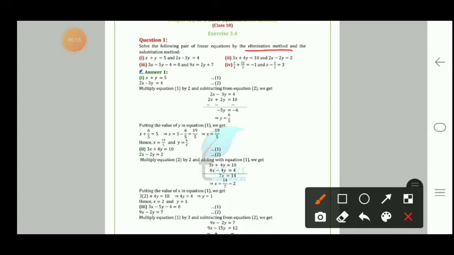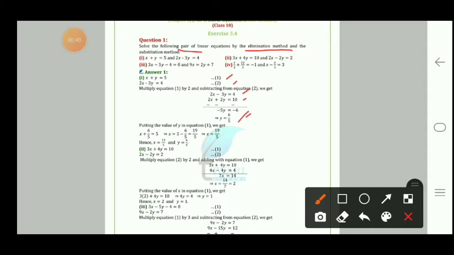Looking at the very first part, x + y = 5 and 2x - 3y = 4. These are equations 1 and 2. Multiply equation 1 by 2 and subtract them. Equation 2 is 2x - 3y = 4. Equation 1 will become 2x + 2y = 10. Now subtracting, changing the sign, we get y = 6/5.